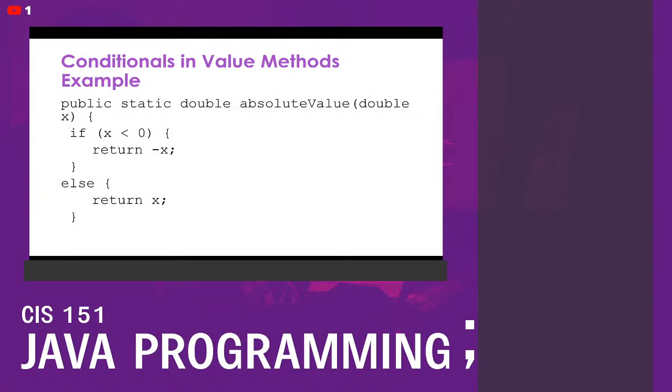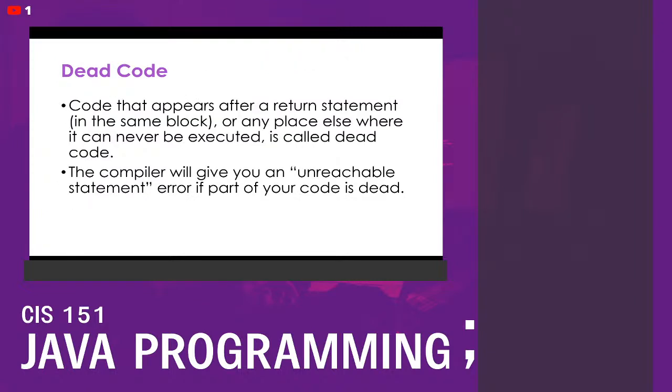Now let's talk about dead code. Let's talk about dead code, and then I'm going to write some more code for a little while. Dead code is code that appears after a return statement in the same block of code. If it appears after a return statement in another condition, it's not dead. But if you're in the same block of code and you have code after a return statement, we call that dead code. Because that's code that will never be executed.